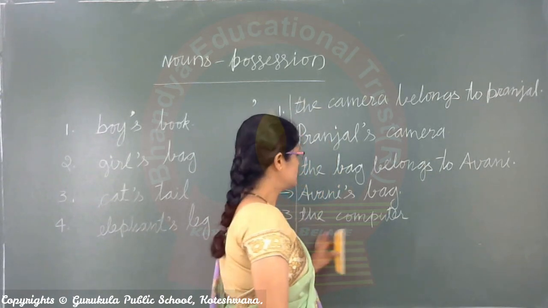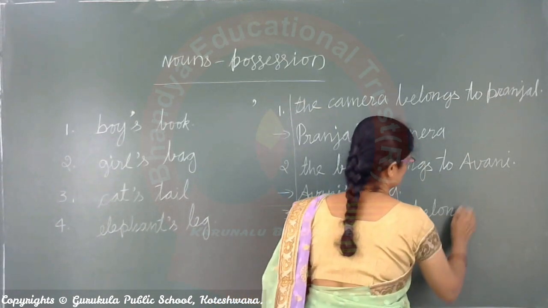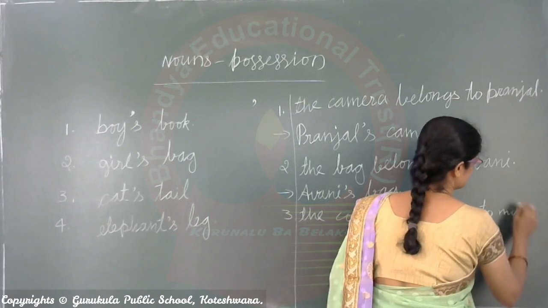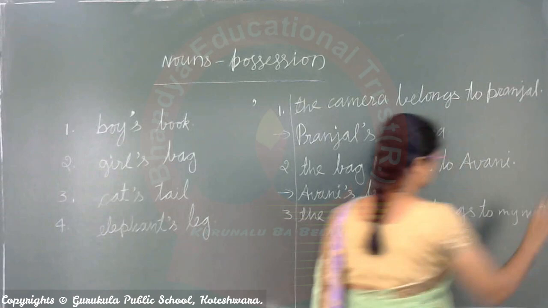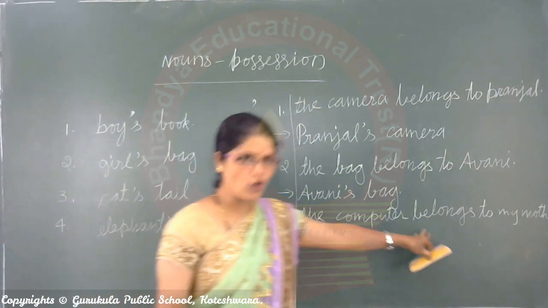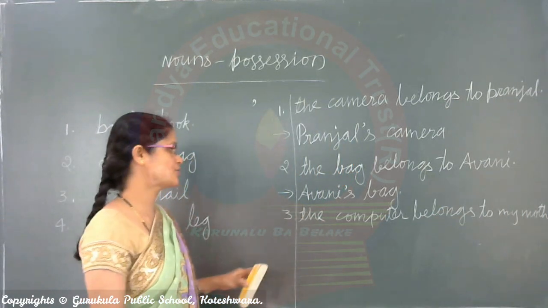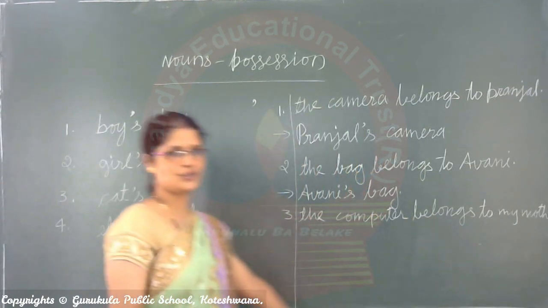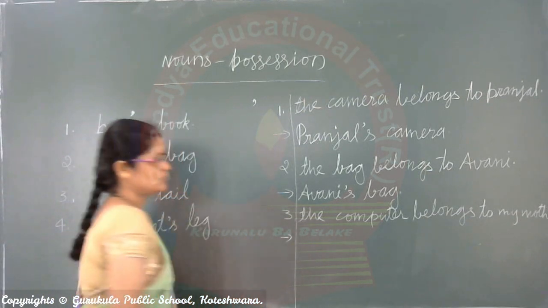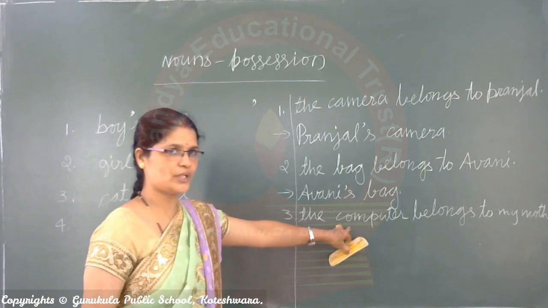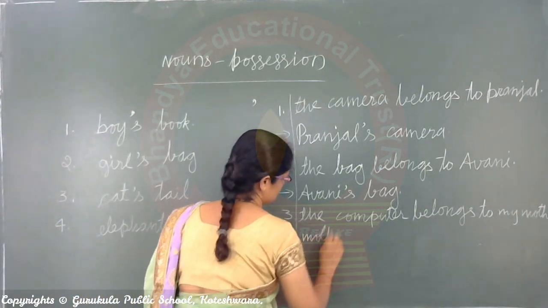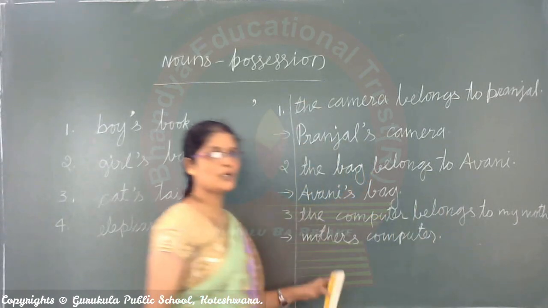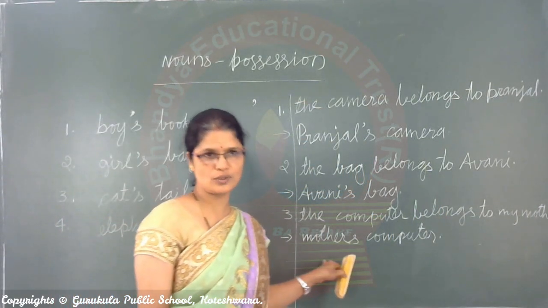See the next example. The computer belongs to my mother. How can we write? Here is a computer. Whose is this one? It's my mother's. Mother's computer. My mother's computer. Here, mother's is the possessive noun.